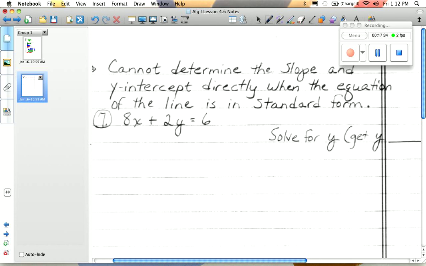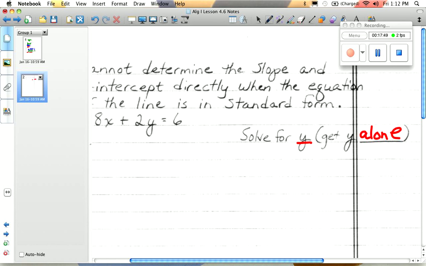We got to get it in, what's that form called? The slope-intercept form. We need to get it solved for y, don't we? What does that mean? We need to get y by itself. Get y alone, yeah. It's got to be by itself on one side.